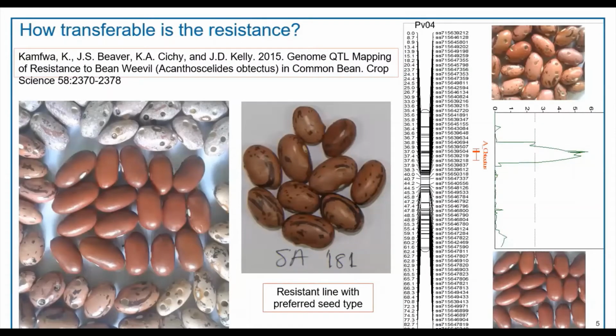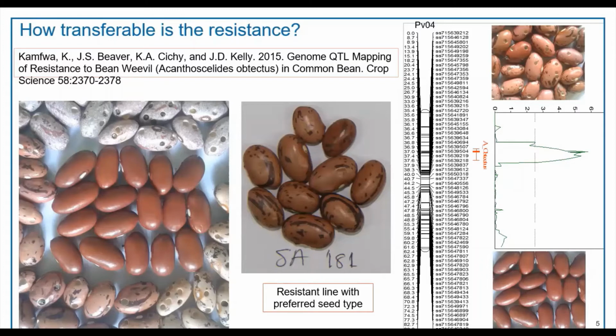But before doing this work, first we had to do a proof of concept as to how transferable this resistance is. Like I said, the resistance is originally from tepary bean, and it's the APA locus, which is on chromosome 4, that controls that resistance. In previous work, we tried crossing this source of resistance with some of the materials that we have here in Zambia, and saw whether we could transfer that resistance.